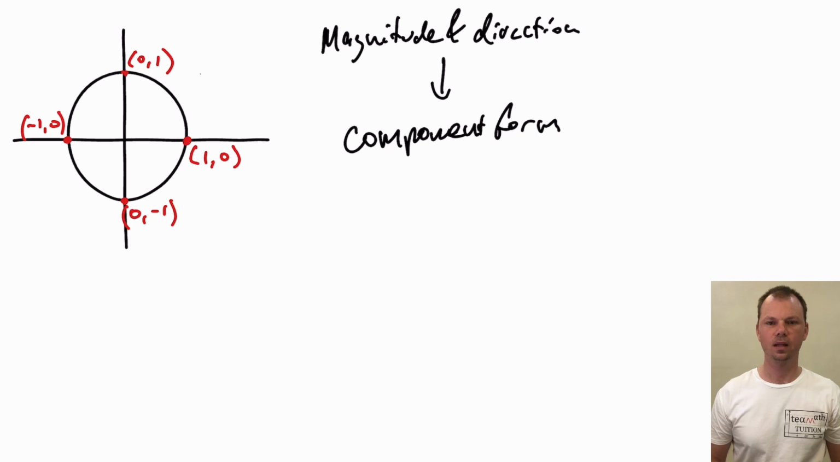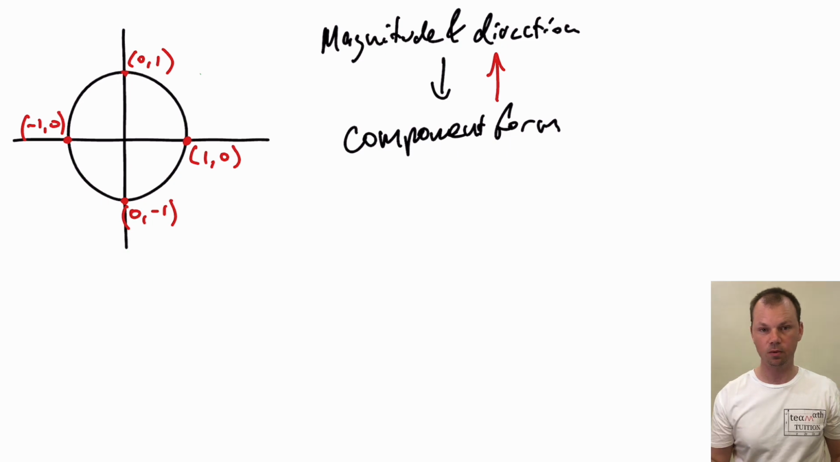Hi. In this video, we're going to look at vectors that are given in the format of magnitude and direction. We're going to look to convert that into the component form. So we've already covered the reverse direction, from component form to magnitude and direction. We're going to look at the reverse of that in this video.